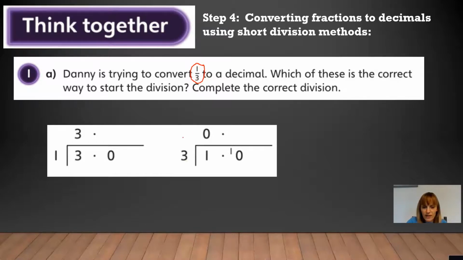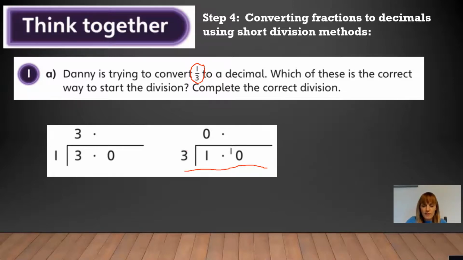So the correct one is actually this one, isn't it? Because you've got your 1, your numerator, inside your bus stop, and your divisor is 3. You're dividing by 3 each time. Now let's have a look when we divide 1 by 3, what happens?